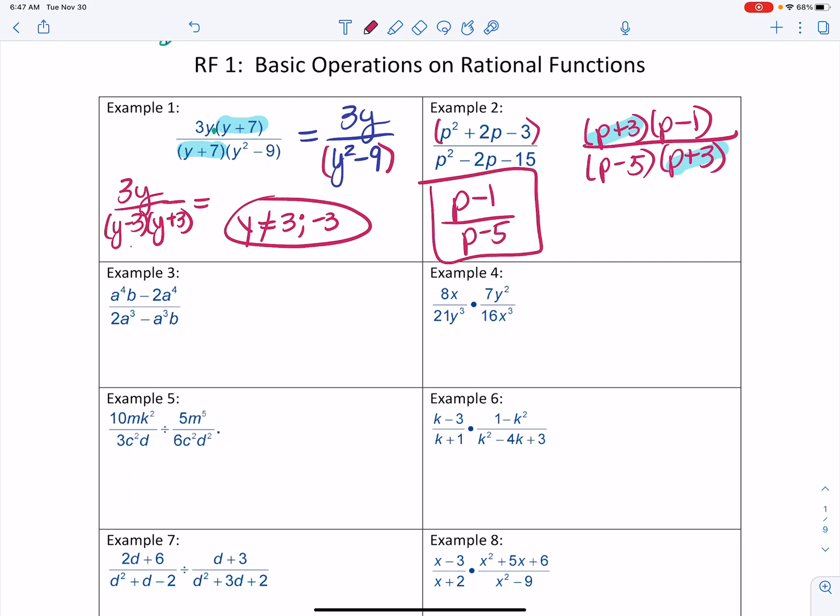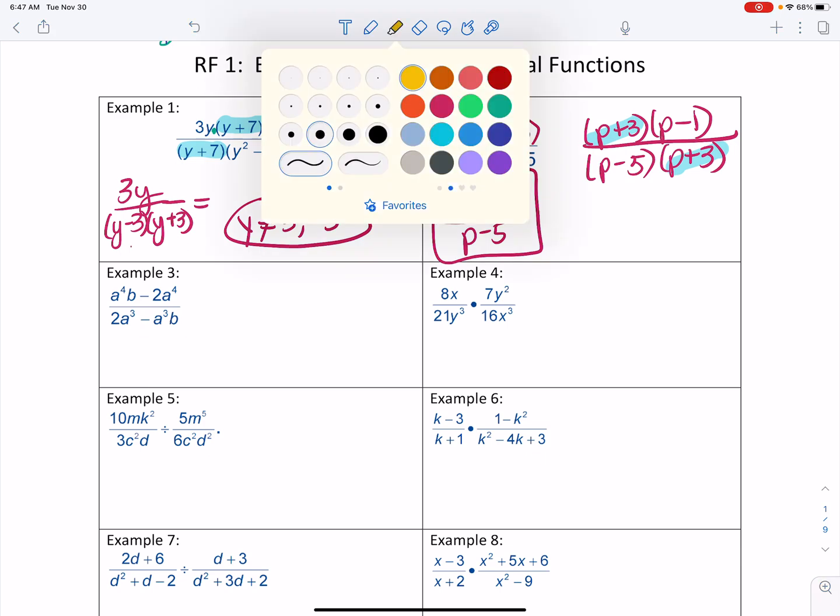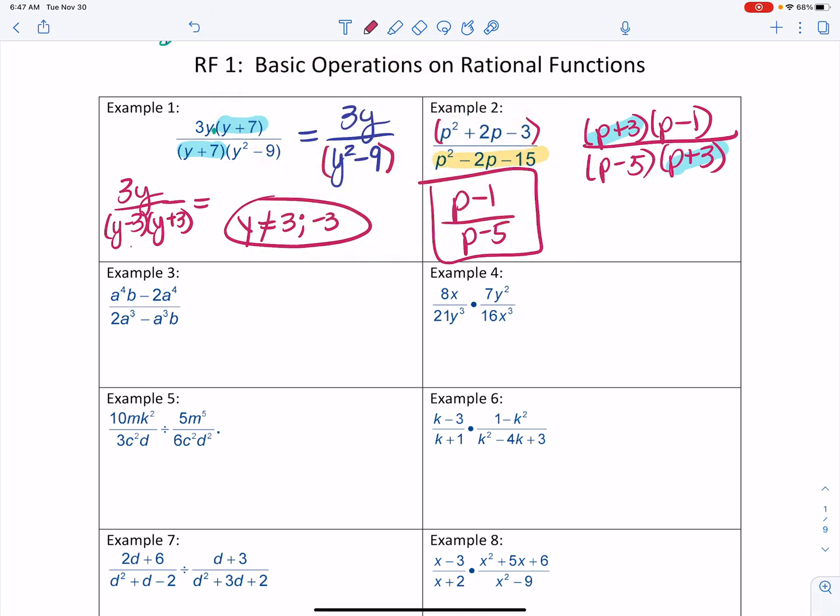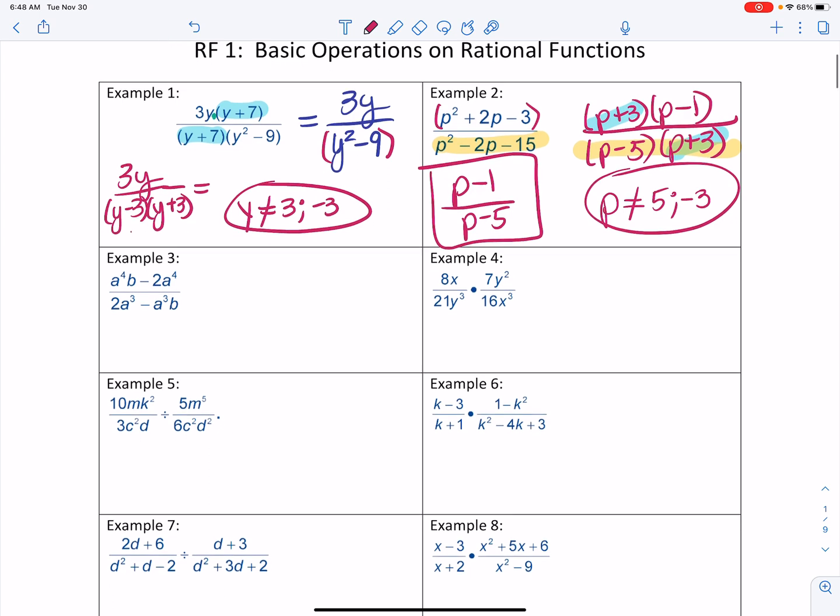Do not cancel the p's. They can't cancel because it's not just a p, it's a p minus 1. And so that is your answer. Okay, if they asked for excluded values, you have to look from the original problem. And so that would be these factors. So my excluded values would be p can't equal 5 and p can't equal negative 3. Okay, we're not going to do excluded values always. I'm just going to kind of talk about that now because we're going to have them for graphing.